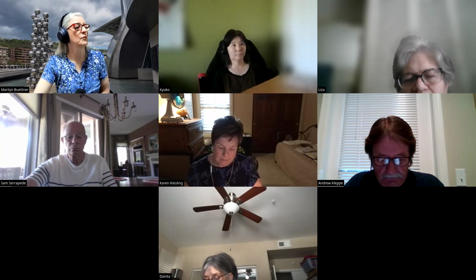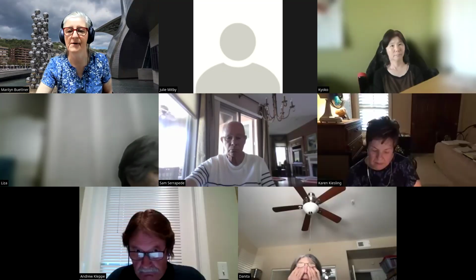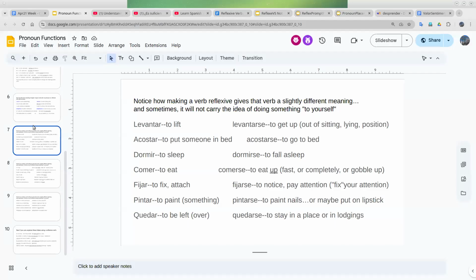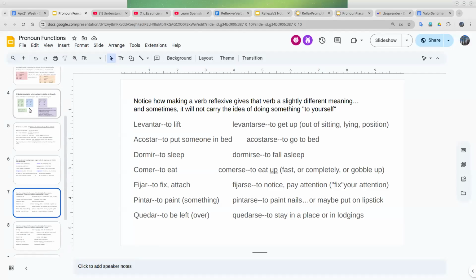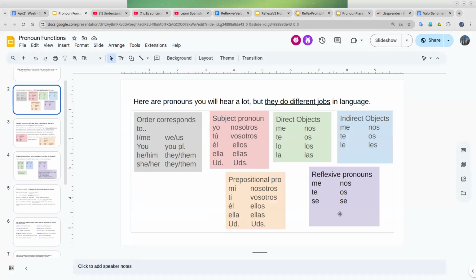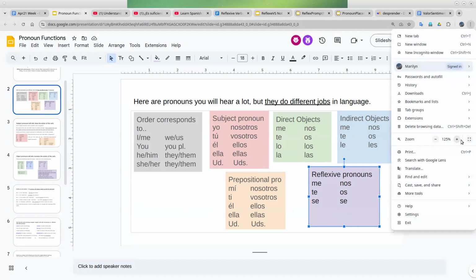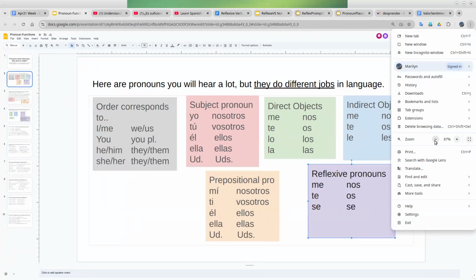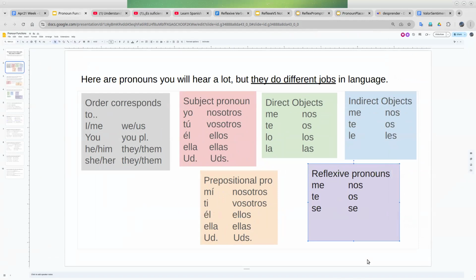What I do want to do is take a look at some of our little drills we had with pronouns first. So I'm going to pop this up on our screen. A quick review: I'm going to make these pronouns in purple a little bit bigger so they're easier for you to read on your screen as we talk together today.